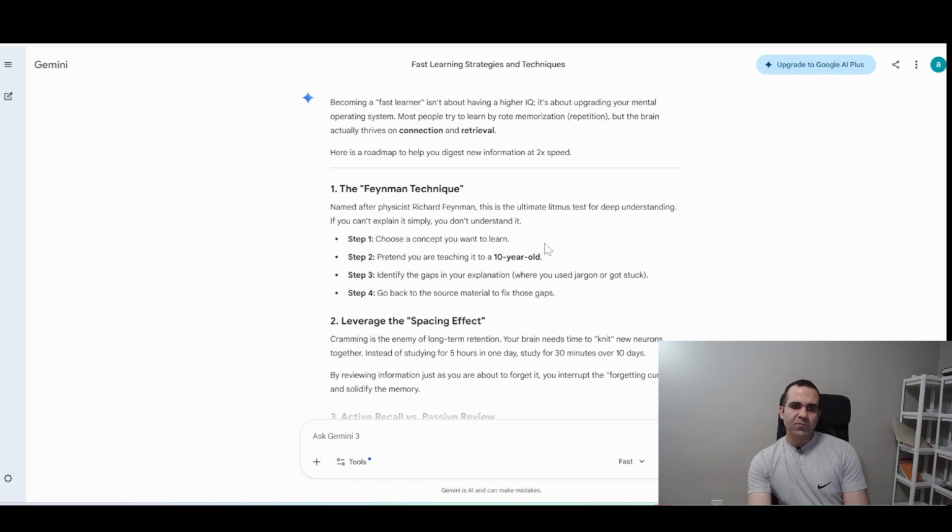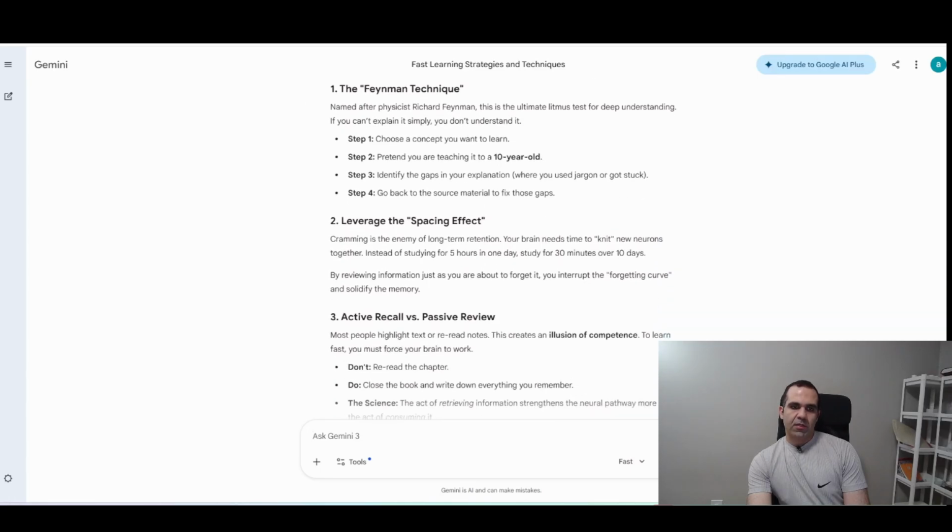Step one, choose a concept you want to learn. Step two, pretend you are teaching it to a 10-year-old. Step three, identify the gaps in your explanation where you use jargon or got stuck. Step four, go back to the source material to fix those gaps.